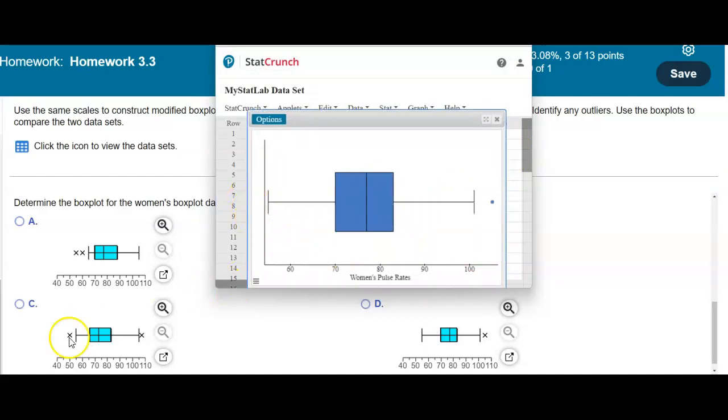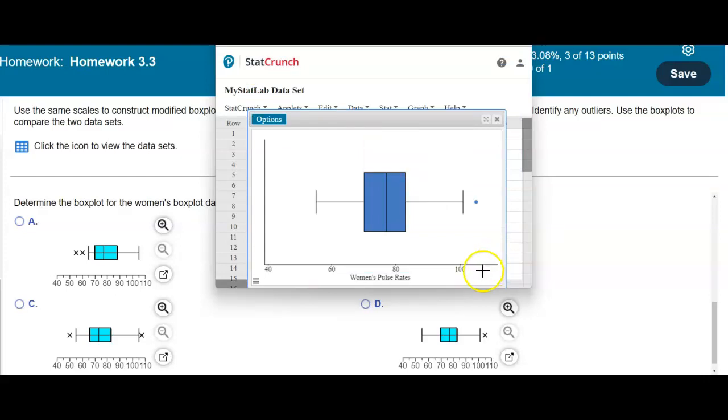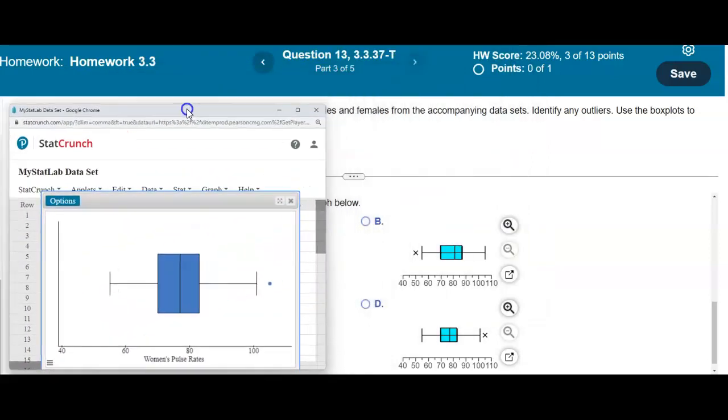Again, let's make sure our x-axis goes from 40 to 110. So choose the x-axis. The minimum is 40 and the maximum is 110, and then select OK. Now if you notice here, we have an outlier over here, and when you highlight that number, you can see that it says 105. For A, the outliers are to the left, and it's not that one. We have two outliers over here, and we don't have an outlier on the left side, so we know that we can eliminate A and C.